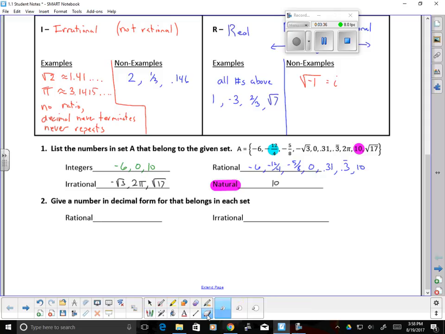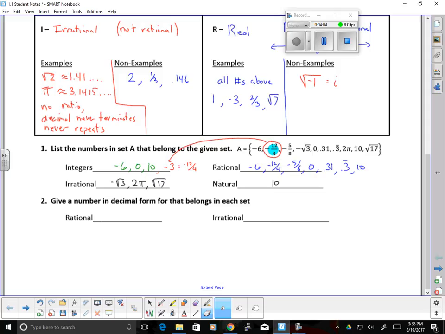So the only thing left is to go back and think about this -12/4. What is -12 divided by 4? That's -3, which is an integer. So that's actually as well an integer. I could write it as -3, which is the same as -12/4. So that would belong to that set. So that one can be a little tricky. All right, and then 2 is just a separate one.